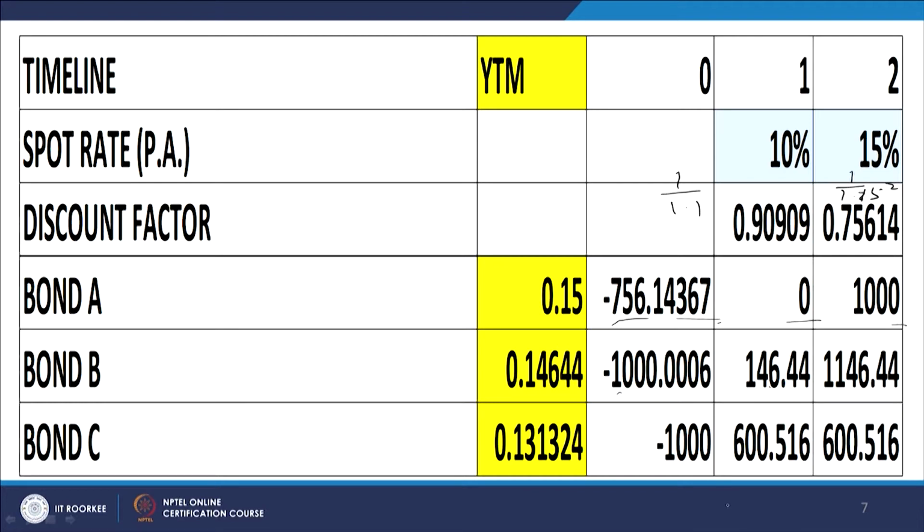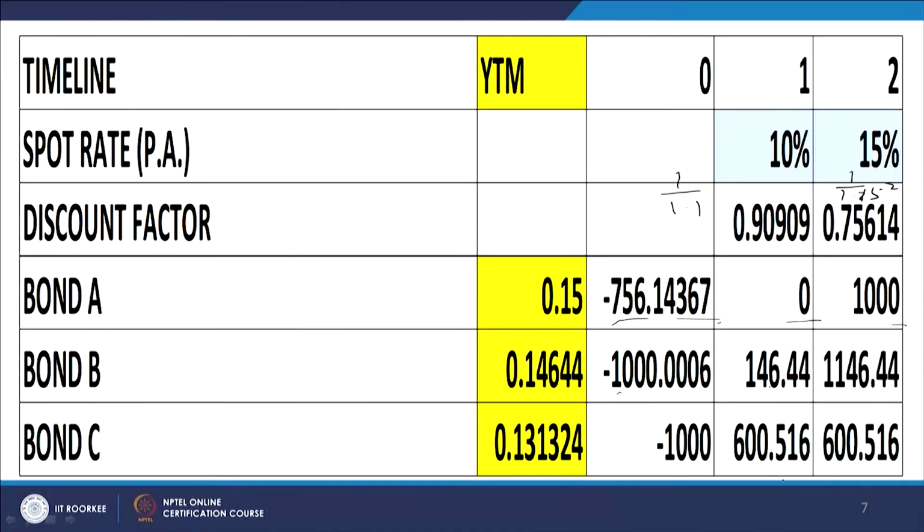Now, please note another thing here, the YTM lies between 10% and 15%. That is an important issue which we will be addressing later. And another interesting observation, because the bond is being quoted at par, at face value, the coupon rate equals the YTM. So, 2 important conclusions here: number 1, the YTM lies between the minimum spot rate and the maximum spot rate, and number 2, if a bond is quoting at par value, then the coupon rate must coincide with the YTM.